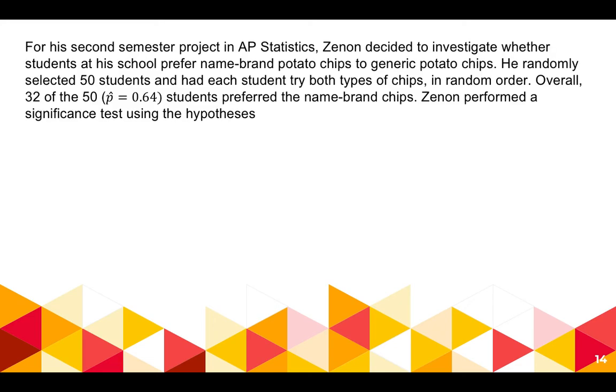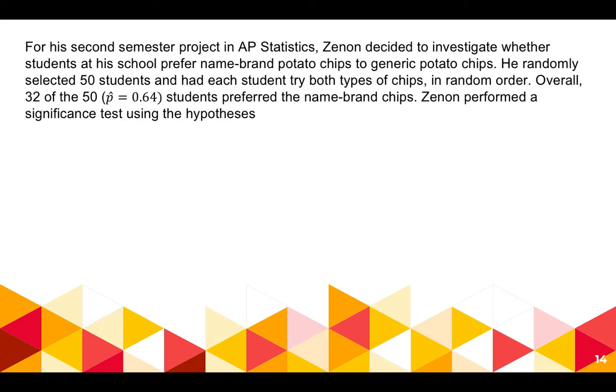Last example, for his second semester project in AP Stats, Zenon decided to investigate whether students at his school prefer name brand potato chips to generic potato chips. He randomly selected 50 students and had each student try both types of chips in random order. Overall, 32 of the 50, so 64%, of students preferred the name brand chips.